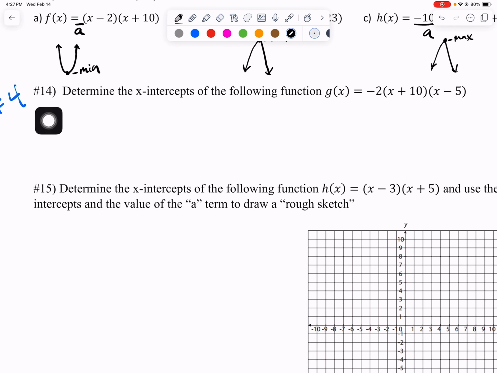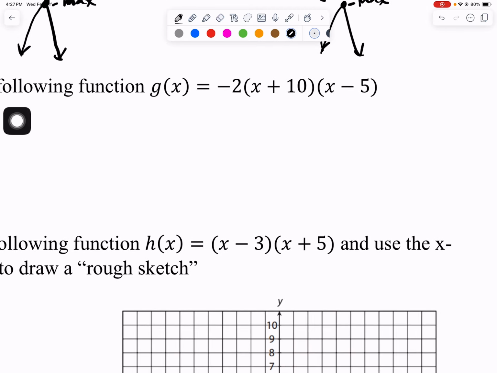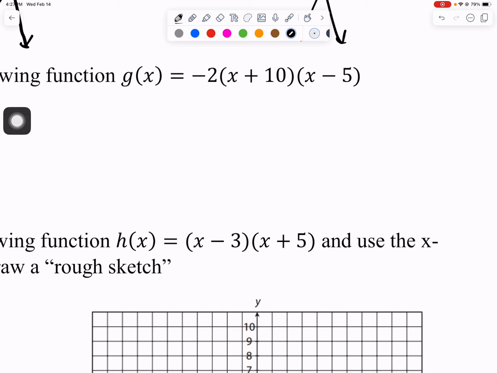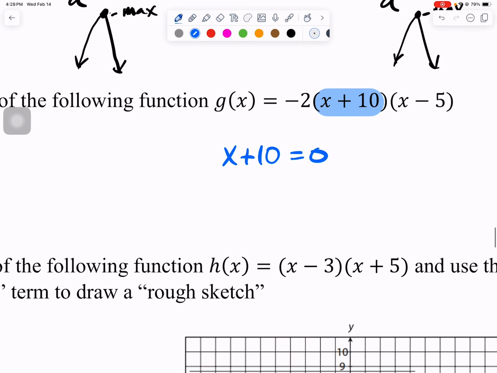Now, for number 14, determine the x-intercepts of the following function. G of x equals negative 2, x plus 10, x minus 5. So here's what we're going to do. We can simply pull both of these out. I'll give you the long version here. We will write this. We will set our y equal to 0. So we will do x plus 10 equals 0. And we just solve for x.